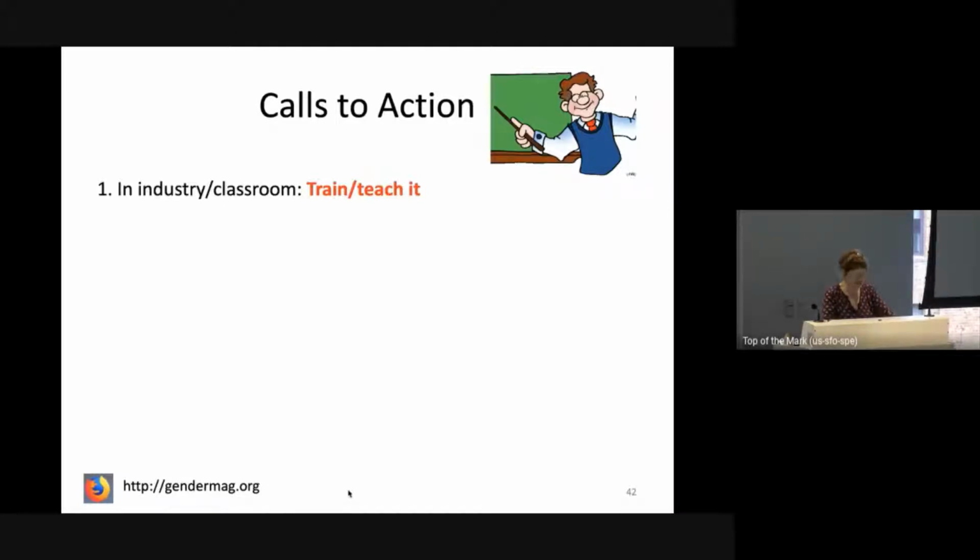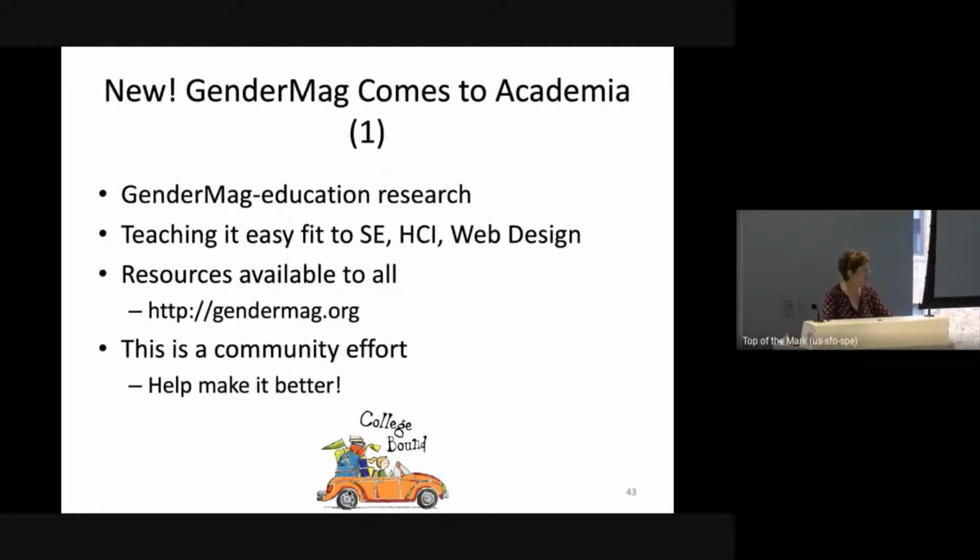And we just started doing that a year ago, and we're already up to 20 universities that have told us they're using this stuff, so that's pretty awesome. It turns out that teaching GenderMag is a very easy fit in a software engineering class, an HCI class, a web design class, a game design class, pretty much anything in which people are supposed to be conjuring up software. It can fit in a lecture, in a homework assignment, in a week. It just depends on what your course structure is.